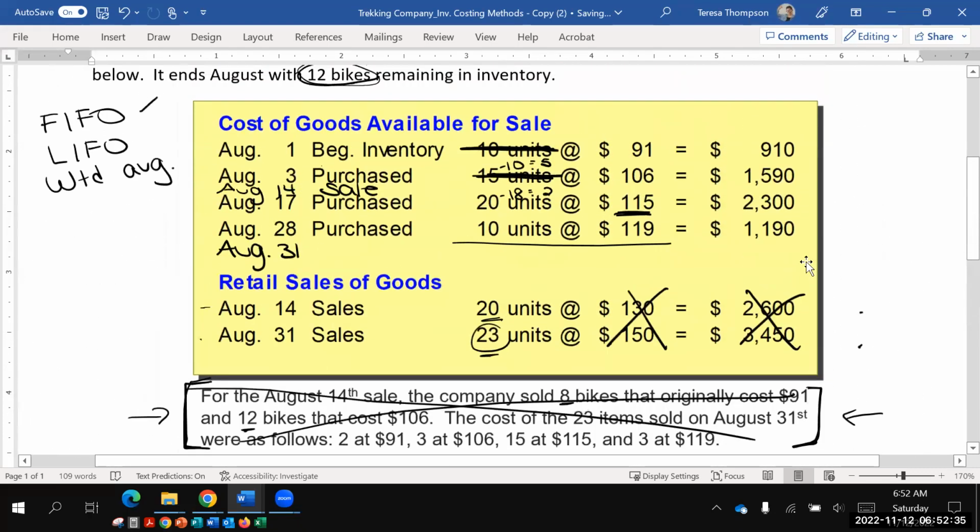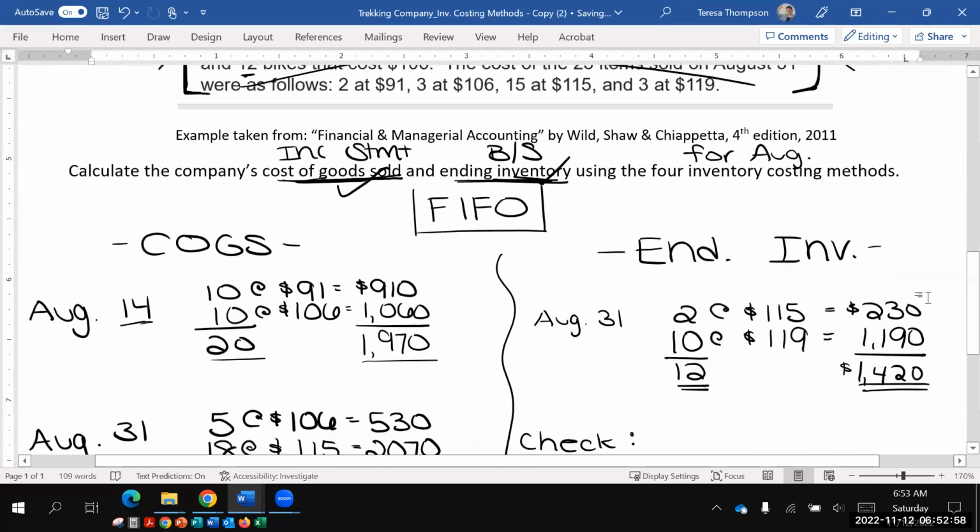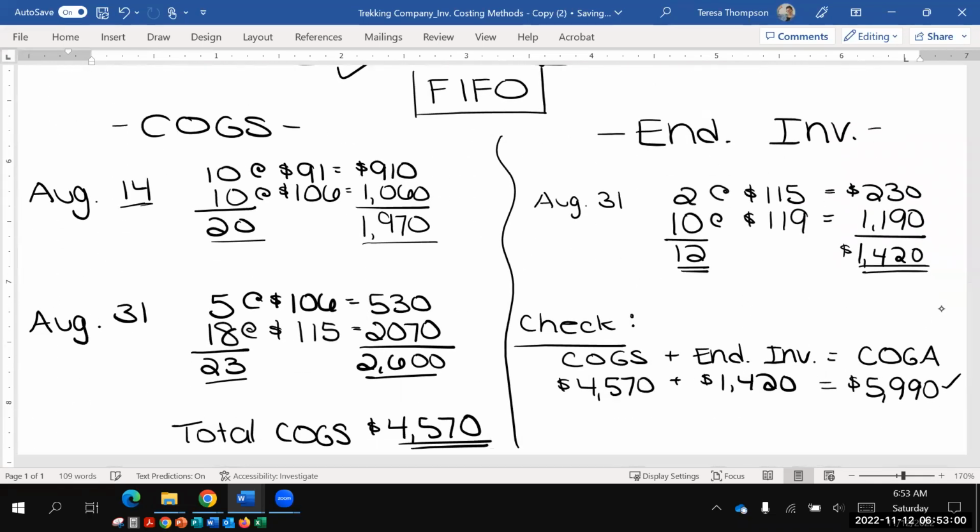Cost of goods available is the sum of all the units you have available. Those either came from your beginning inventory or your purchases. Okay, so add that up. This is your cost of goods available. And if you add it up, you're going to see you get 5,990. So our check worked.